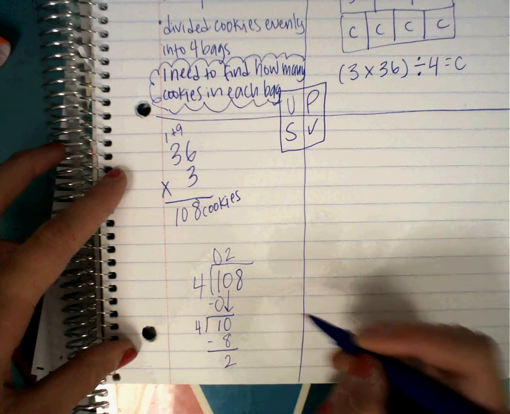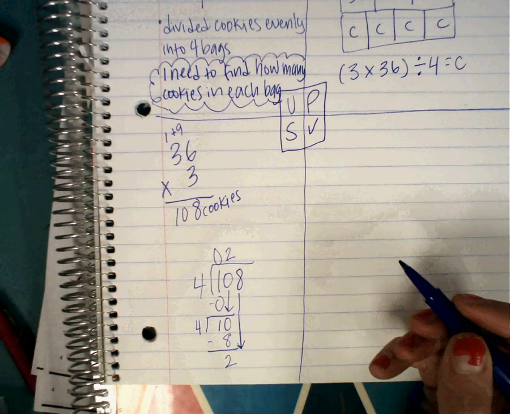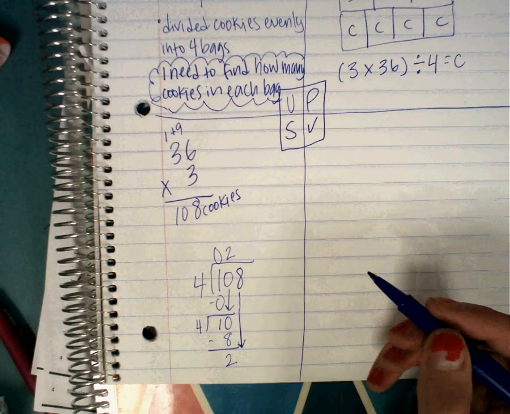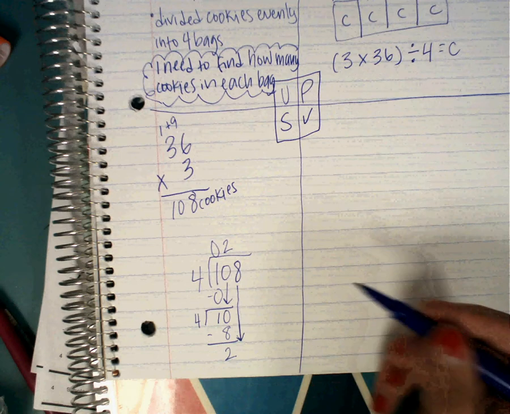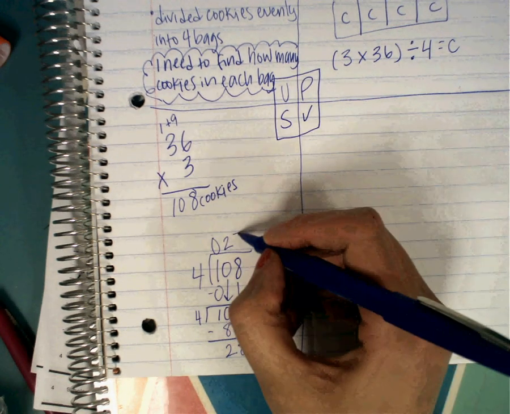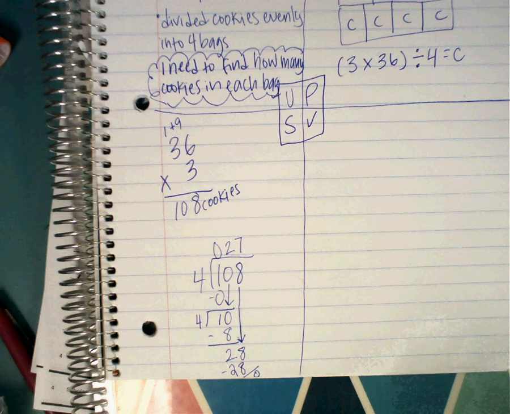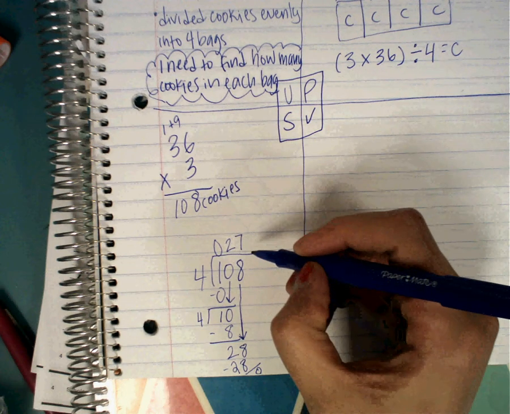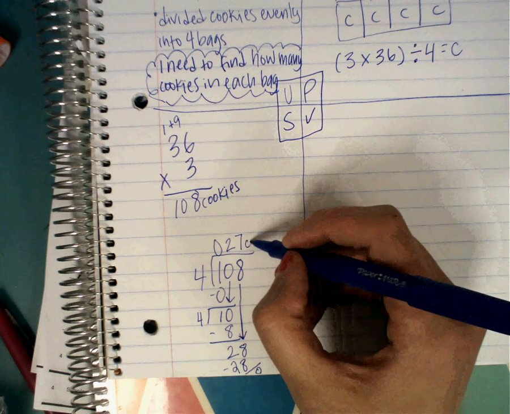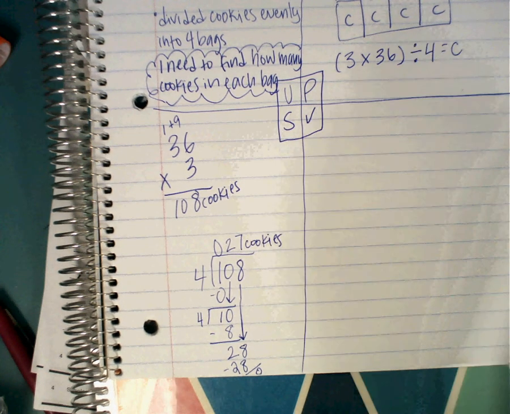Bring down the 8. And the reason I'm going fast with this, guys, is because we should already know how to divide, right? If you don't remember how to divide, you can go back and watch the flipped homework for division. So how many groups of 4 can I get out of 28? 7. 4 times 7 is 28. 28 minus 28 is 0. Okay, so 27 is my answer. 27 what? Cookies.